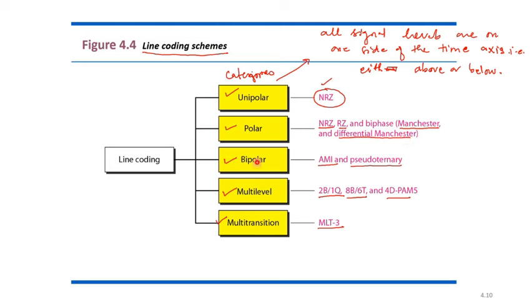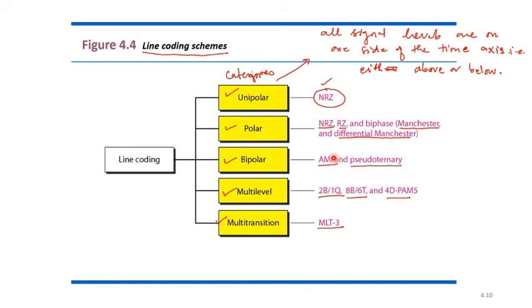Next one was bipolar. In bipolar, we have seen AMI and pseudoternary. These are the two techniques we have seen in bipolar. AMI stands for alternate mark inversion. Whenever there is a one, alternate ones are inverted. Once it will be on the positive side, the next time a one comes, it will be in the negative direction. This is AMI. Pseudoternary is just the opposite of AMI.